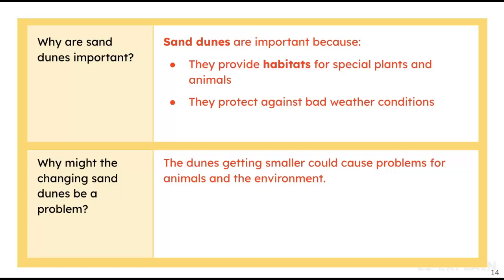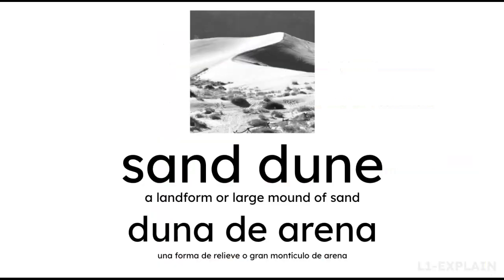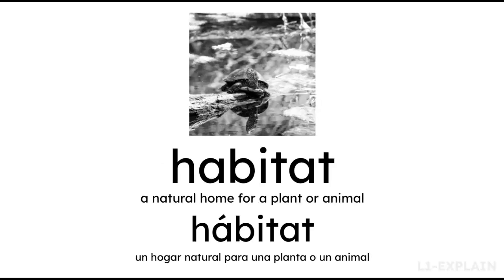You will use the discussion to create the Lesson 1 summary chart. From the discussion, students should understand that the dunes are getting smaller and that could cause problems for animals and the environment. You can post and discuss the sand dune and habitat vocabulary cards.